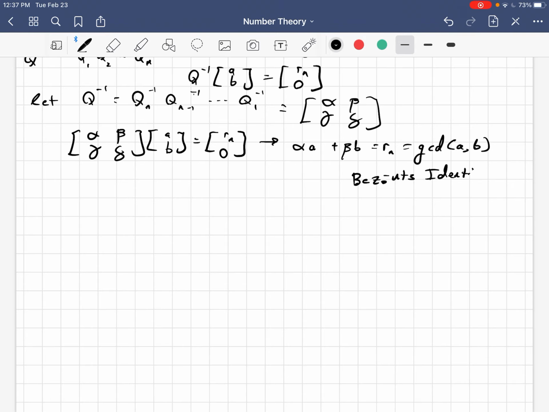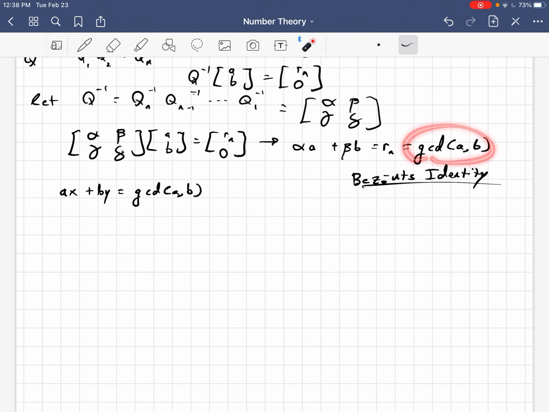And it's extremely helpful because it establishes so many other things. For example, from this matrix proof here, we now know that any Diophantine equation, ax plus by equals the GCD of A and B, can be solved no matter what. And we just showed the existence of the solution. We showed that the solution is the GCD of A and B.